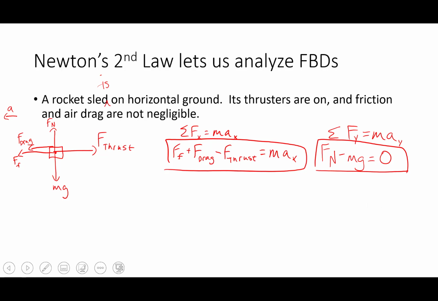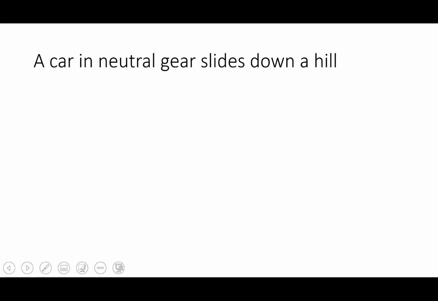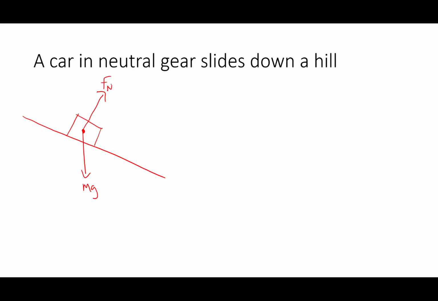One more example. A car in neutral gear slides down a hill. So this is a little bit more complicated because our car is on a hill, so I'm going to draw the hill. There are going to be at least two forces acting. Downward force of gravity, mg, and a normal force from the ground that points perpendicular to the ground, normal force. Now, since our car is sliding down the hill, the velocity is down, I think the acceleration is also going to be down that hill.